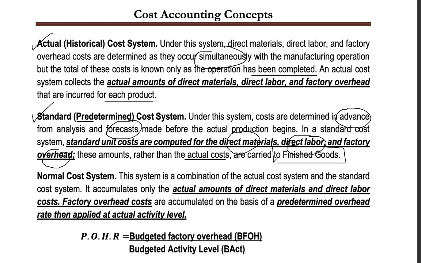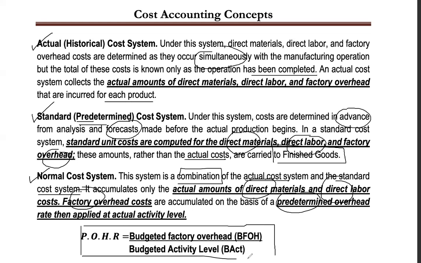So, puro po standard. While normal cost system, this system is combination of actual cost and standard cost. Bakit combination? Dahil sa material, actual. Sa labor, actual. Pagdating sa overhead, ginagamit mo yung predetermined overhead rate, which is based on predetermined cost system. Okay? Paano mag-compute ng POHR, predetermined overhead rate?